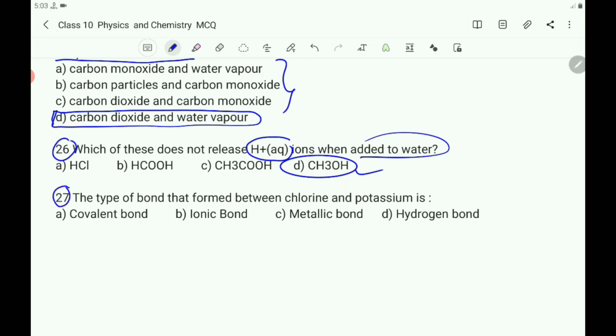Next you take question number 27. The type of bond formed between chlorine and potassium. You know that K plus and Cl minus, that you will get KCl. Potassium ion and chloride ion form potassium chloride. That is an ionic bond. What is the type of bond formed? That is the ionic bond. Formation of positive and negative ions. Positive and negative ions attract each other to form the ionic compound, that is potassium chloride. That is the last question, 27.